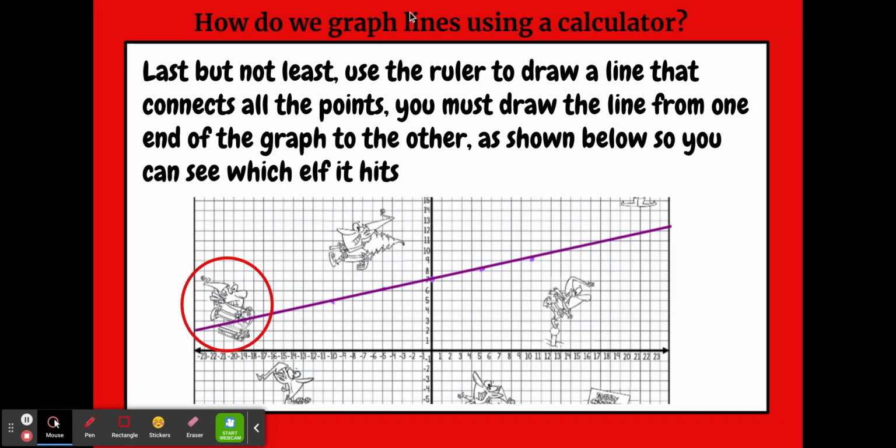Now, lastly, what we're going to do is take a ruler and draw a line through those points, but you need to extend the line from one end of the graph all the way over to the other end of the graph as shown here. And the goal is to see which elf it's cutting through, and obviously it's cutting through this elf.